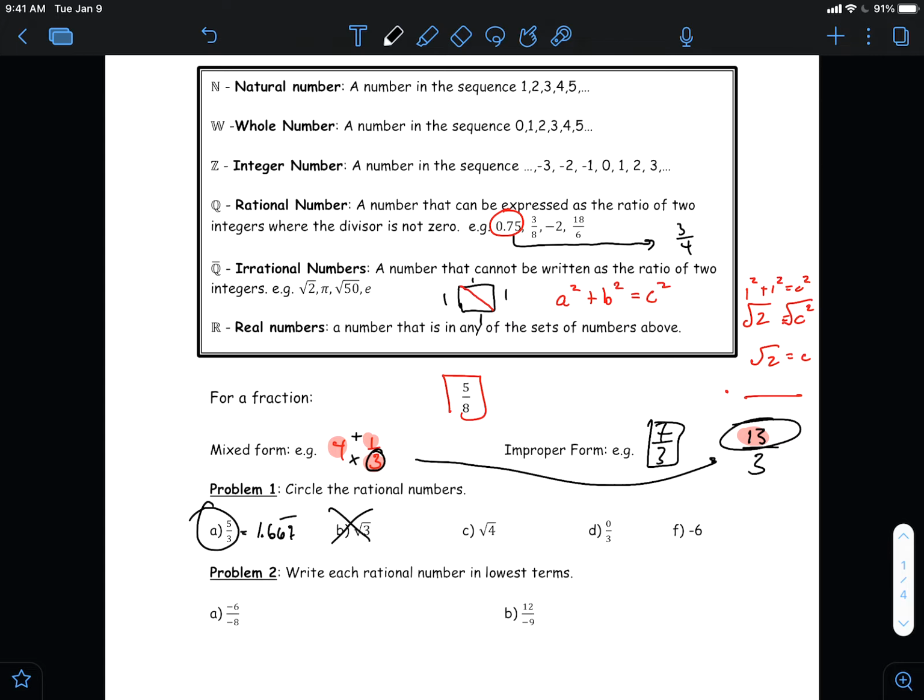What about the square root of 4? Do we all know the square root of 4? Please don't pull out your calculators for that one. What's the square root of 4? 2. Okay. So that's obviously rational. And what about 0 divided by 3?